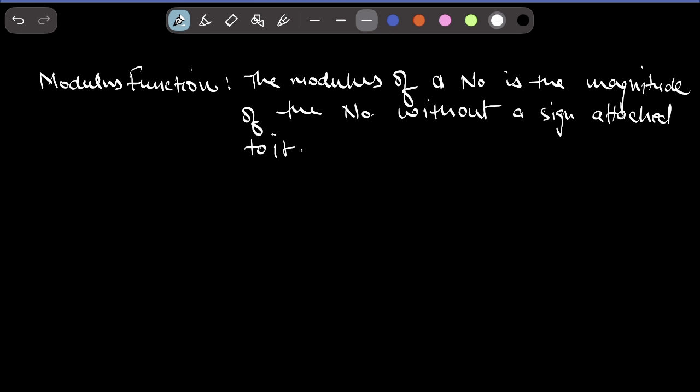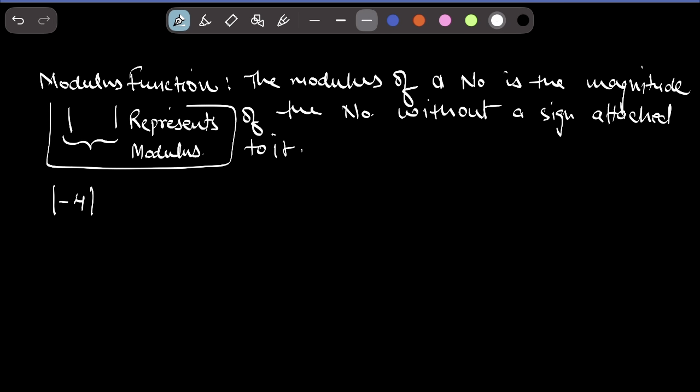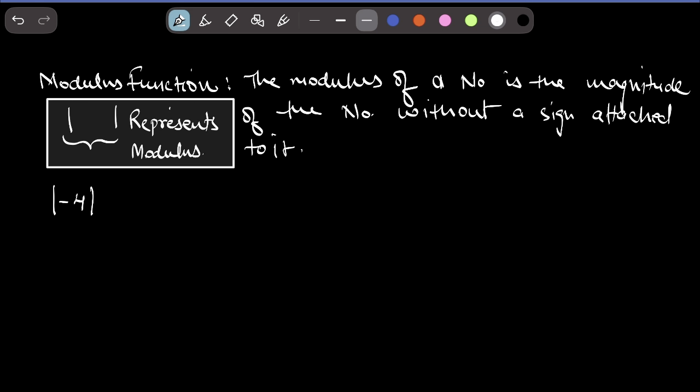Let's say I have a number -4, and if I put the modulus sign, which is two straight bars, these two vertical strokes represent modulus, right? This is just a representation. Now suppose I am talking about modulus of -4, then the final answer is going to be 4. And if I talk about the modulus of +4, again the answer is going to be 4.